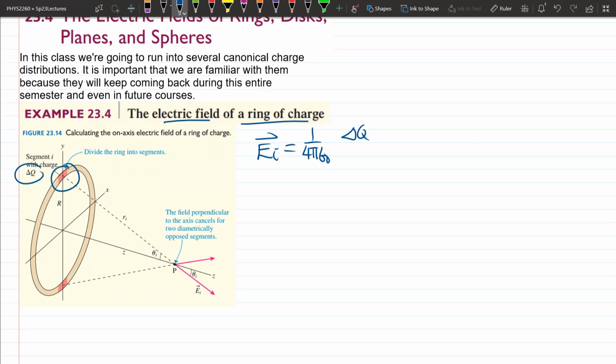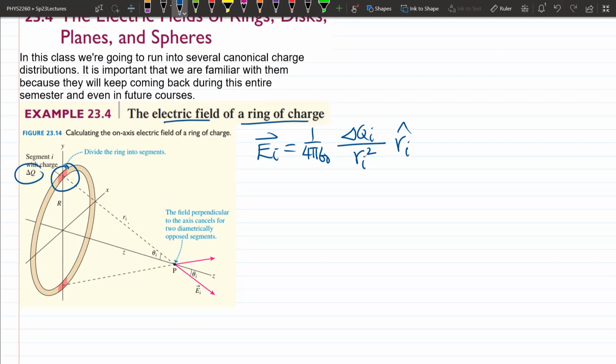The little piece of charge divided by the distance squared, and it's going to be in the r hat direction. I think the book uses r_i, so I'm going to do the same thing: q_i, r_i, these are all little i's. So that's the electric field from this charge.